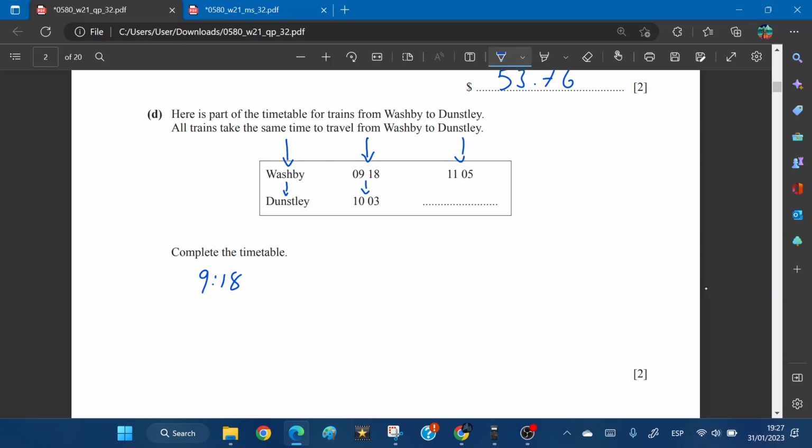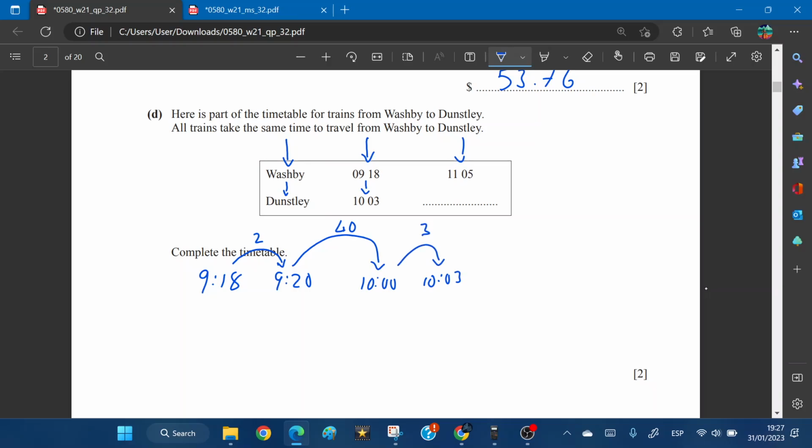Let's do the leapfrog method. First I'm going to jump 2 minutes to 9:20. Then I'm going to jump from 9:20 to 10, that being 40 minutes, of course, because time ends at 60. And then we jump from 10 to 10:03.